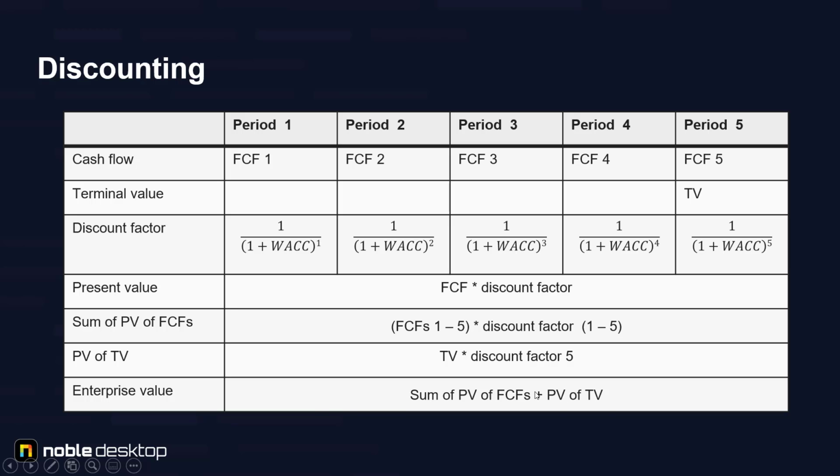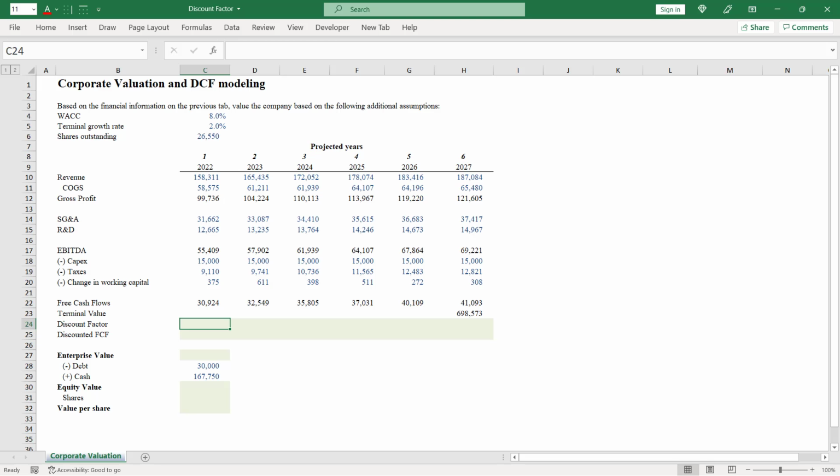calculate the enterprise value. The formula for the discount factor is 1 divided by 1 plus WACC in the power of the projected year, whether it's first, second, third, and so on. Let's calculate discount factor in our example.